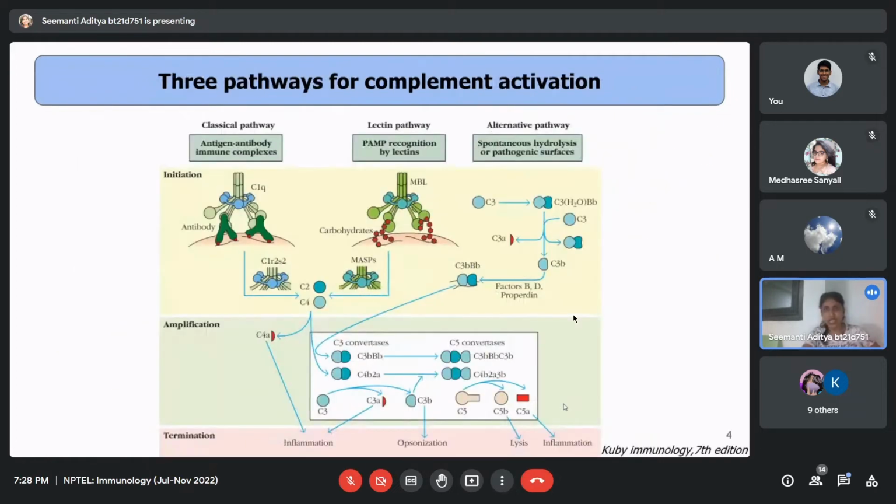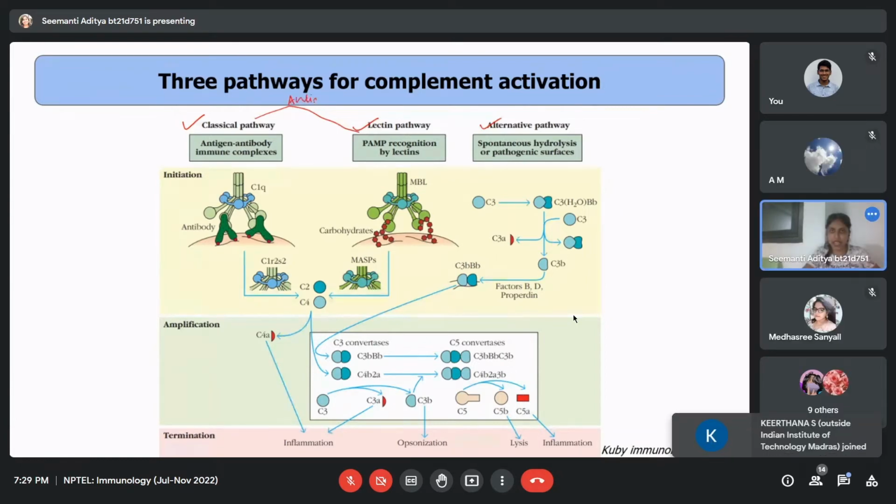So what are the three pathways for complement activation? Again, the three pathways for complement activation are the classical pathway, the lectin pathway, and the alternative pathway. Of these, the first two are mostly antigen antibody interaction dependent, and the alternative pathway is an antibody independent pathway.